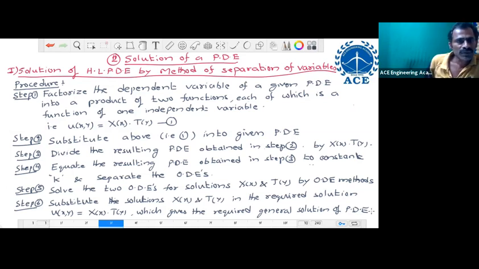In the previous classes, whatever we have discussed, the methods of finding the solution of first order, first degree, and second and higher order equations, we require all those methods here. That is why here you need not remember any separate method. Just follow this procedure. Again, we require the previous methods only.